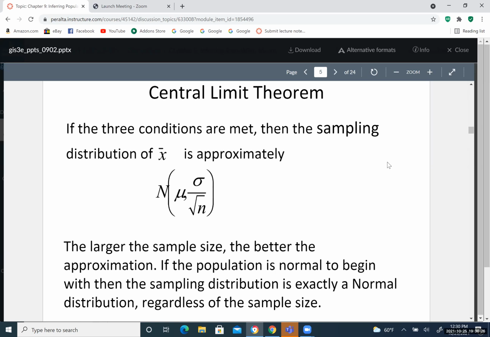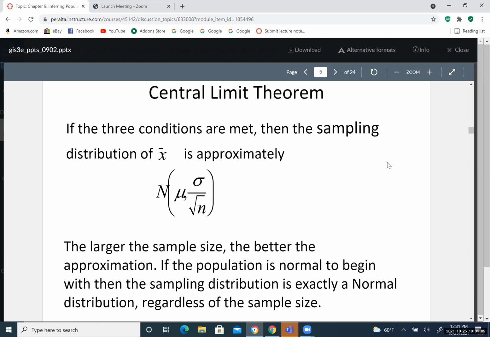So the central limit theorem: if the 3 conditions are met, then the sampling distribution of X bar, which is all the means of the small groups combined together as a distribution, is approximately a normal distribution, written capital N, with parentheses: mu, the population mean, comma, and the standard error, which is sigma divided by the square root of n.